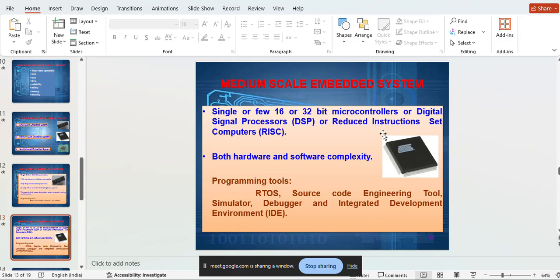IDE means integrated development environment, where you can write and upload the program to various types of microcontrollers, like Arduinos, ESP32s, STM32s and many more. So there are multiple and different types of controllers. You can select the board, write the program and upload the program using the Arduino IDE. So these are the medium scale embedded systems.